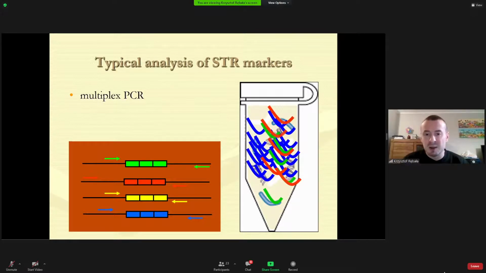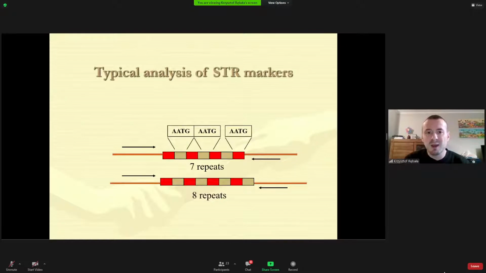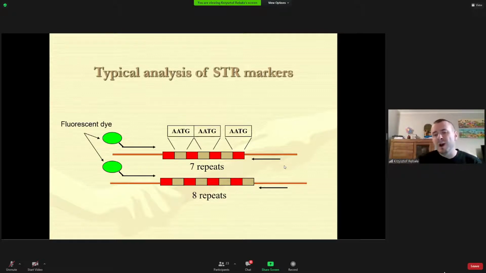Many STR markers are amplified simultaneously in one reaction. Typically, STR markers are analyzed in a way that one of the primers used for amplification of an STR marker has a fluorescent dye attached to the 5' end of the primer, so that the resulting PCR product is also labeled. One of the single strands is labeled at the 5' end with the fluorescent dye.